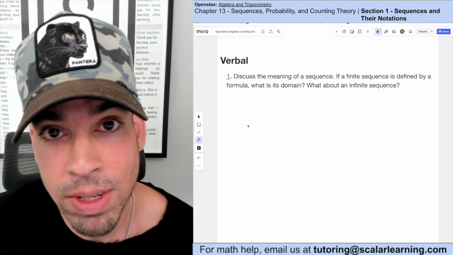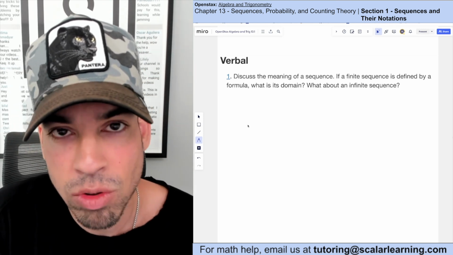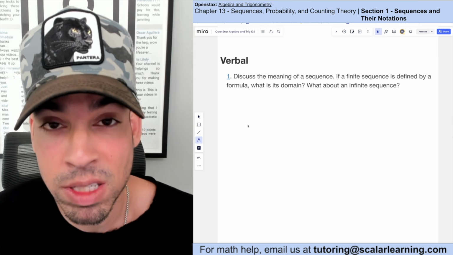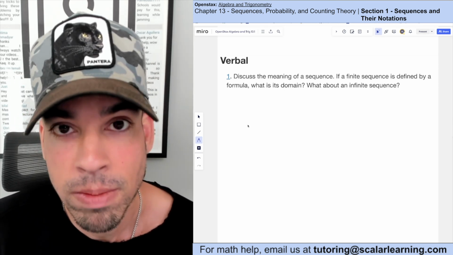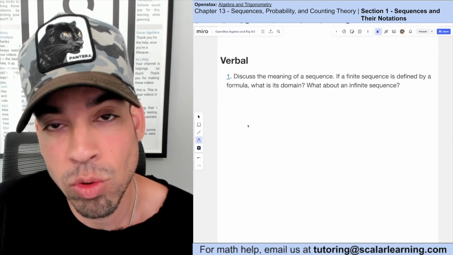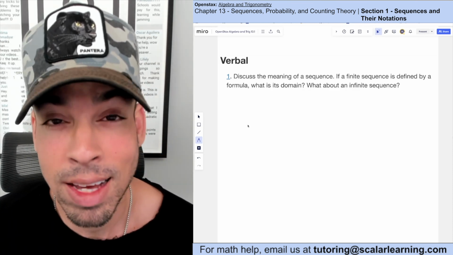Now, if we talk about an infinite sequence, what would the domain be? Well, the domain is going to be the position in the sequence. So it's going to be all positive integers, essentially natural numbers: 1, 2, 3, 4, 5, 6. That would be the domain up through infinity. Anyways, that's how you do it.